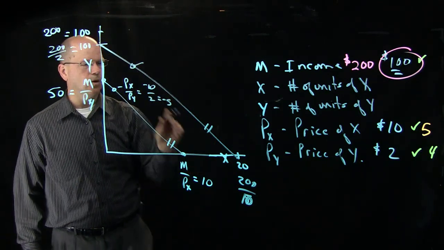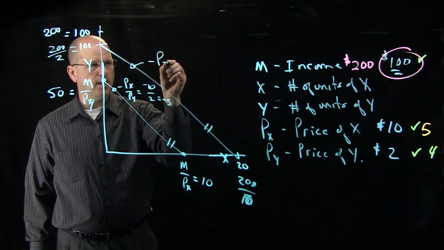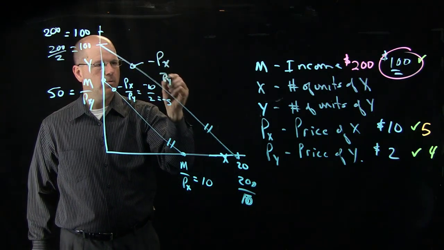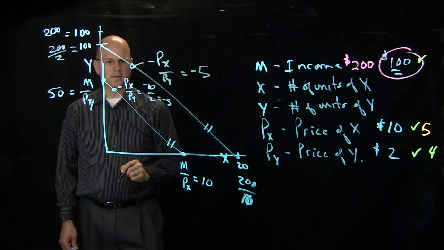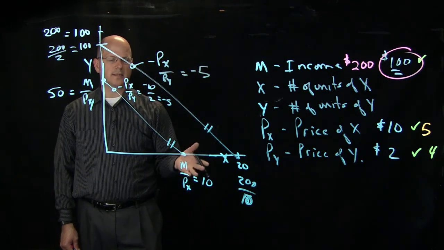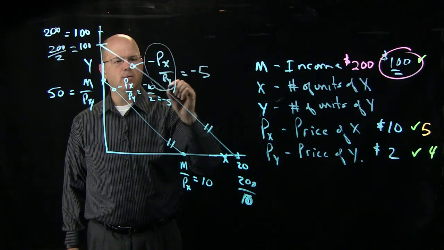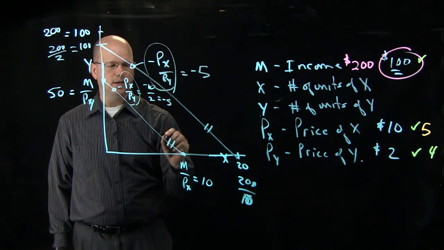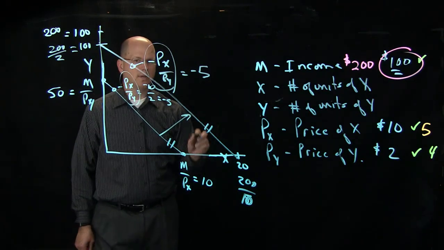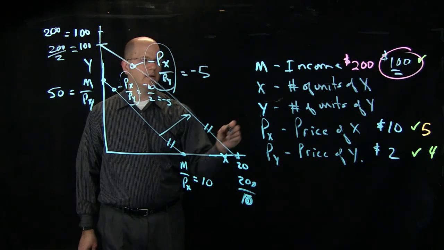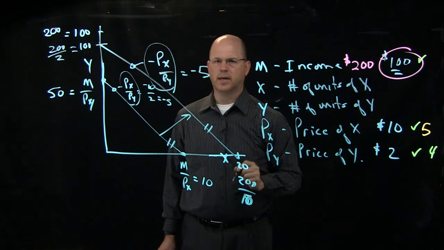And in this line, the only thing that changed between these two is income. So it's the same, minus PX over PY is still minus 5. So in this case, the relative prices, PX over PY, do not change, but the feasible set increases. So with a change in income, there's only an increase in the feasible set. There's not a change in the relative prices.